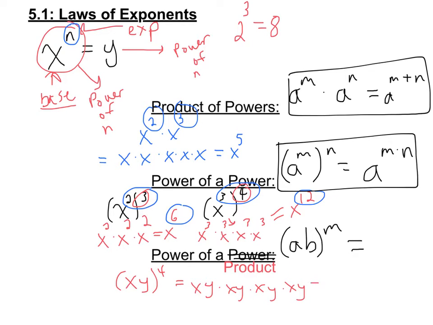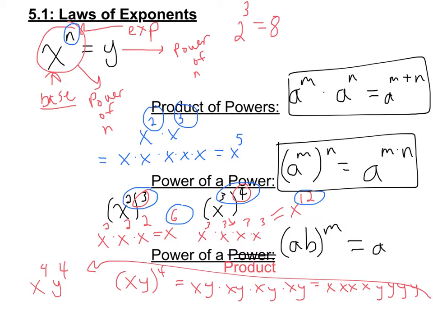You can rewrite these terms where the x's are next to each other, commutative property, and the y's are next to each other. You'll notice you'll have 4 y's and 4 x's. In other words, it will become, I'm going to write it over here, x to the 4th times y to the 4th. Or in other words, you take each item and raise it to the exponent on the outside of parentheses. And those are the three basic laws of exponents.